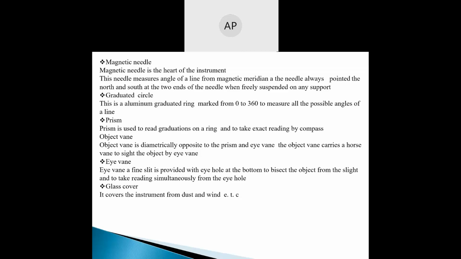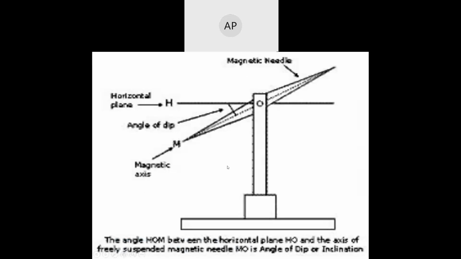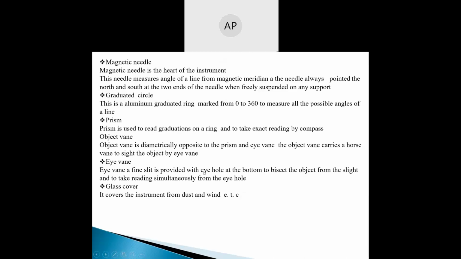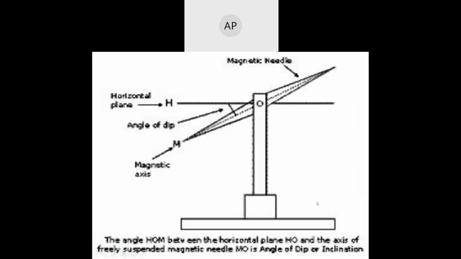Magnetic meridian: a needle always points to the north and south at its two ends when freely suspended. When you freely suspend a magnetic needle, what will happen? It always points in the north and south direction. When you suspend any needle, it points in the north and south direction.